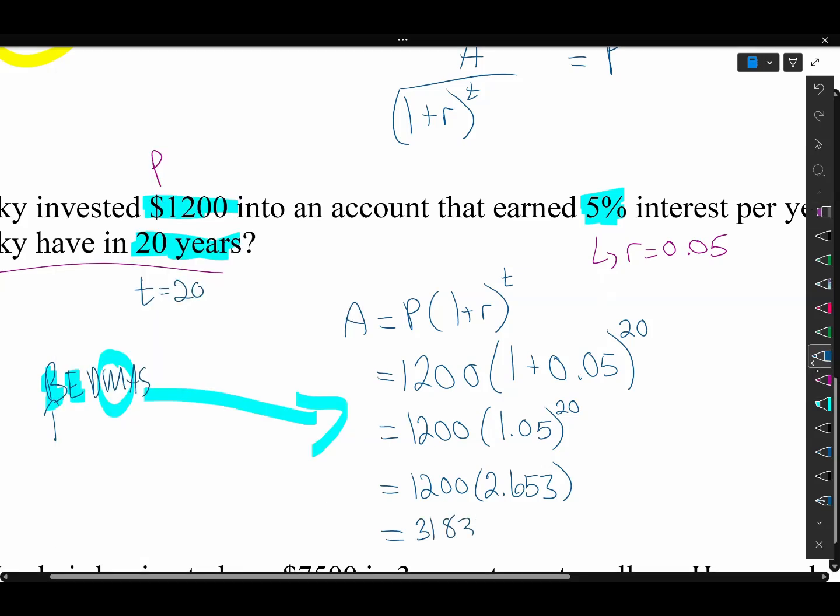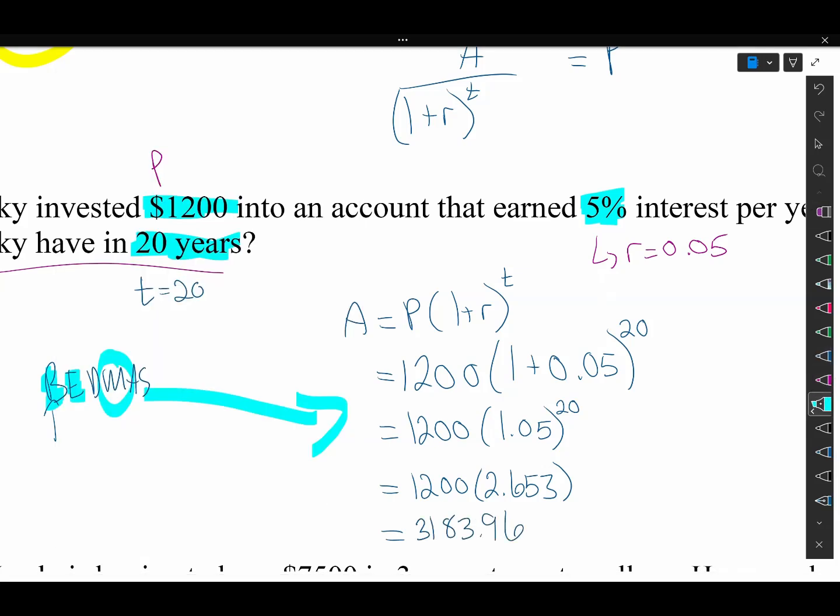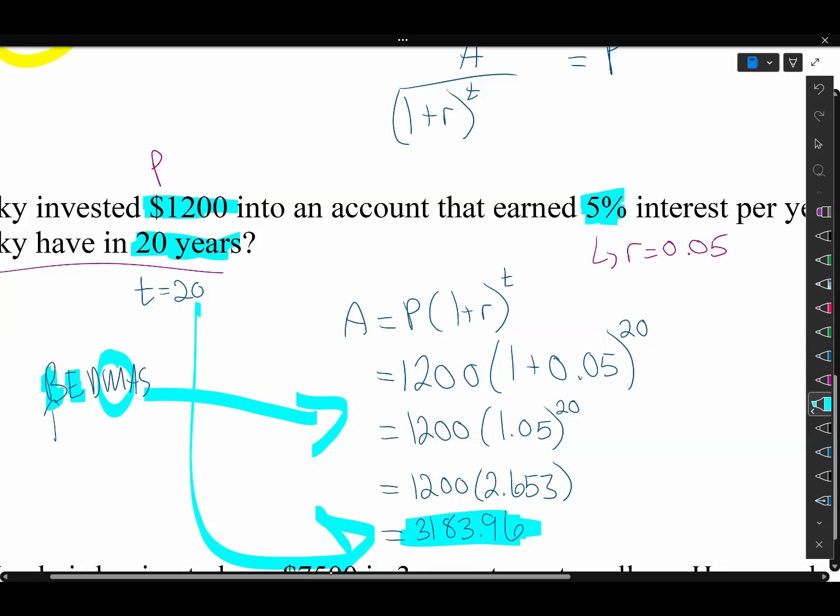$3,183.96. And lastly, we ask ourselves, does this make sense? Okay, how much money did we start with? We started with $1,200. How long did we invest it for? We invested it for 20 years. We earned 5% interest. We expect our money has gone up. We expect it's gone up considerably. I'm left with $3,180, nearly $84 there. That makes sense to me.